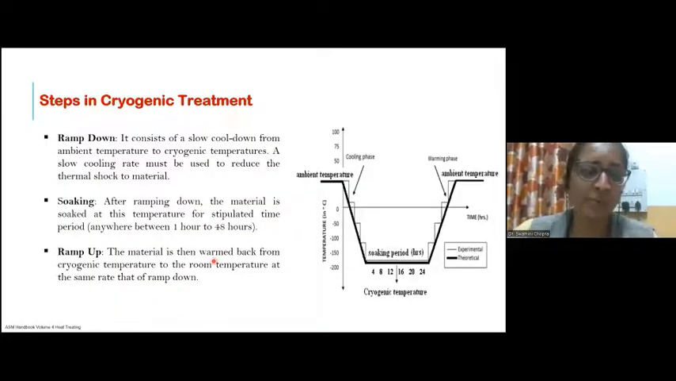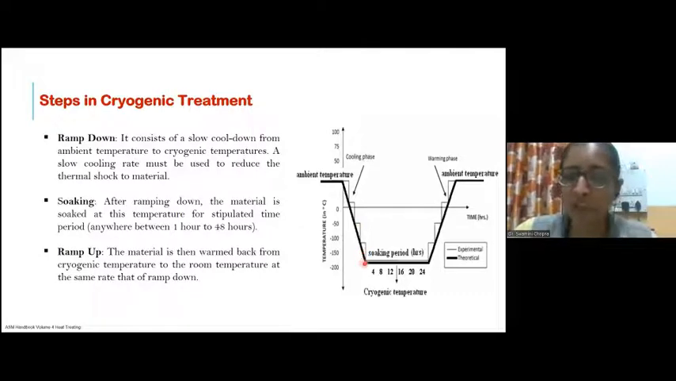As I said, according to the ASM handbook, there are 3 steps in cryogenic treatment. Ramp down, where you are taking your sample from room temperature to your required cryogenic temperature. This is done at a very slow cooling rate so that the material does not experience any thermal shock.